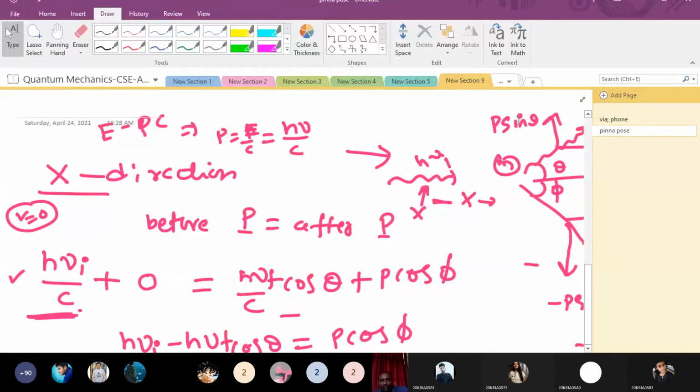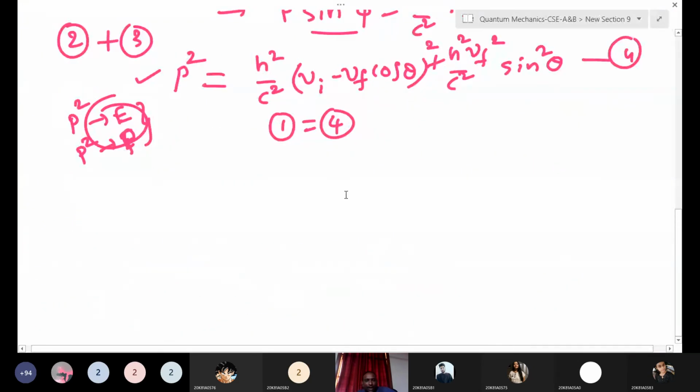Okay, that is the thing we are doing in the momentum conservation law. So now we will add these two terms. We got the p square value from the momentum conservation law and the p square value from the energy conservation law. We will equate these two terms.